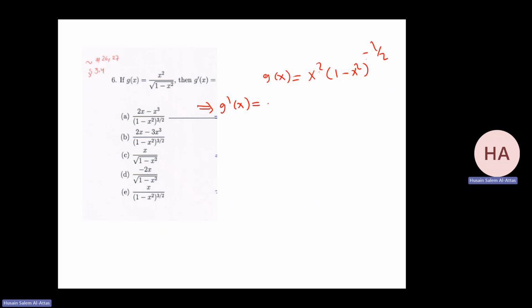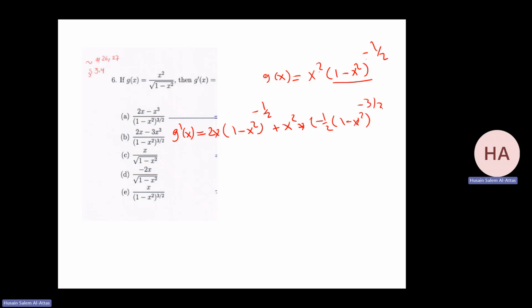So g prime of x: derivative of the first, 2x, times the second, plus x squared times the derivative of this, which is minus half. Yeah, let me give it more space. g prime of x will be 2x times this, plus x squared, derivative of this, which is minus half, (1 minus x squared) to the power minus 3 over 2, derivative of this, which is minus 2x.